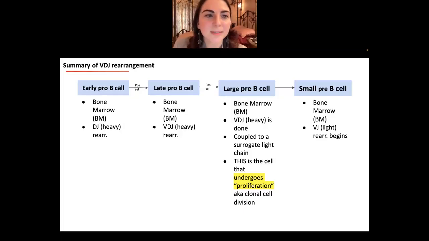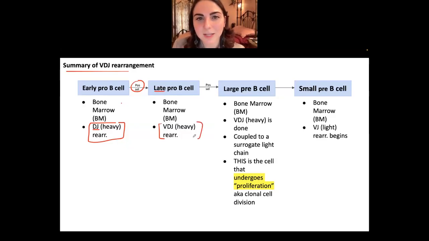So in our early pro-B cell, it's going to happen in the bone marrow. All of this is really happening in the bone marrow. And we have DJ rearrangement first, and this is of the heavy chains. If this works, and you can see here, it's positively selected for. If this process works, it's allowed to go to the next step. That's like positive selection. From here, with the late pro-B cell, the DJ rearranged, but now we're going to rearrange VDJ. So we undergo VDJ rearrangement, late pro-B cell. If this works, we're going to move on, positive selection. We're going to turn into a large pre-B cell.